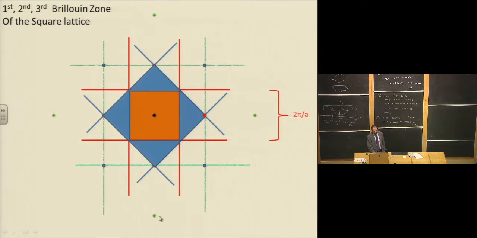So let's do that. Put down those green lines, which are perpendicular bisectors to the green points, and we fill in the area now green. And let's check that it satisfies the definition. If you pick a point here in the green area, the first closest reciprocal lattice point is this red point here. The second closest is the blue point out here. The third closest is the k equals 0 point in the center. So this is in the third Brillouin zone.